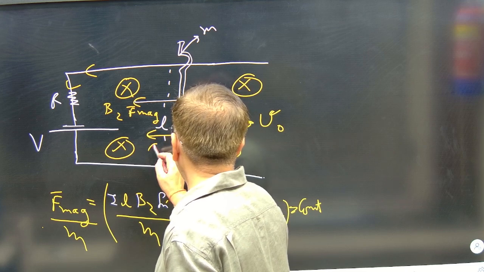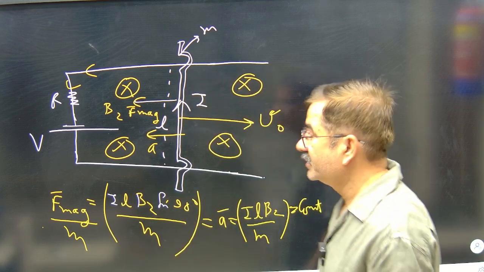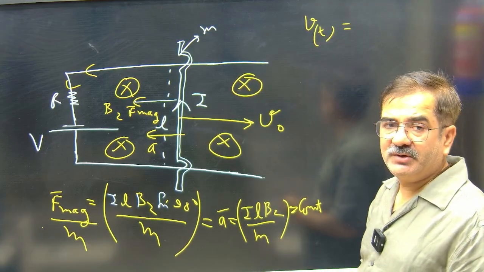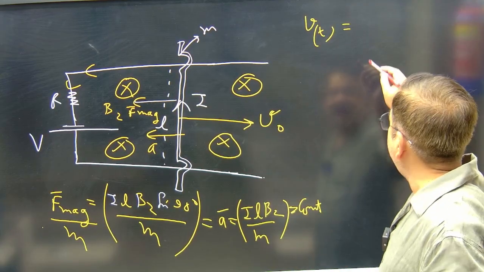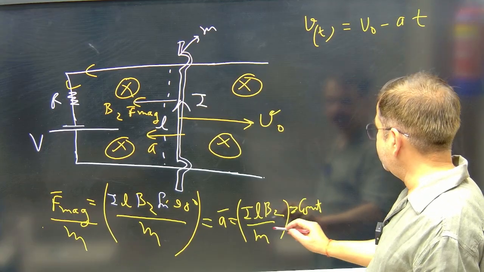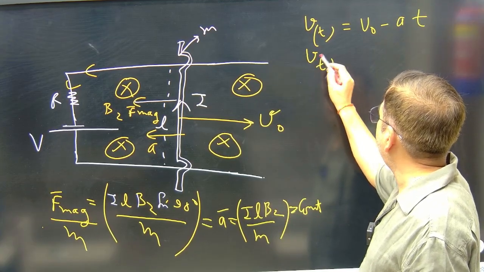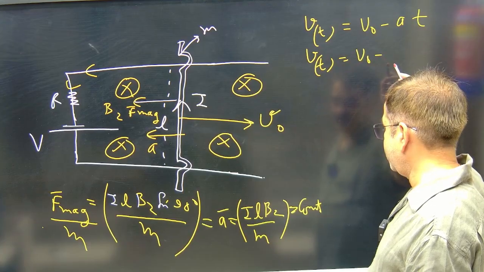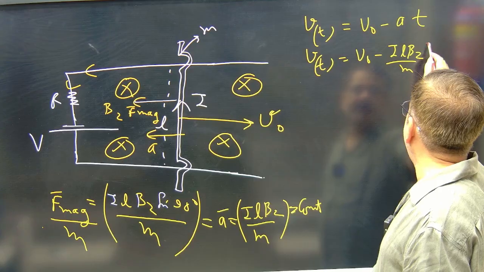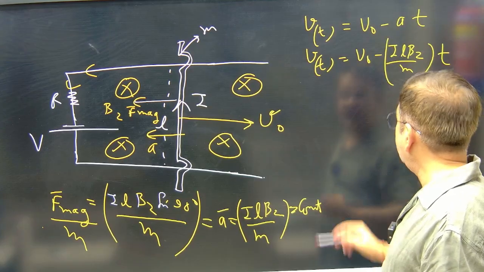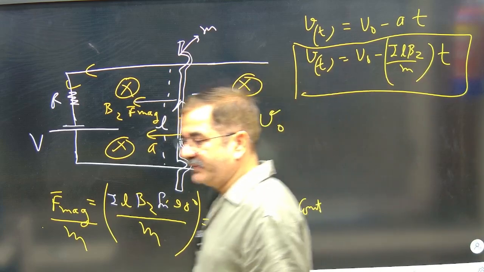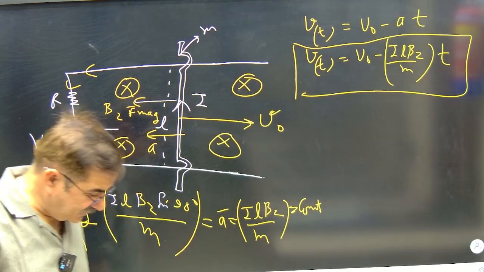This acceleration is opposing the velocity. You can write the velocity of the rod as a function of time t. What will I write? V is equal to V0 minus a into t. And the value of a is this. I will say that the velocity of the rod is V0 minus I L B2 by M into t. Right? So this result we can see, the velocity of the rod as a function of time t.